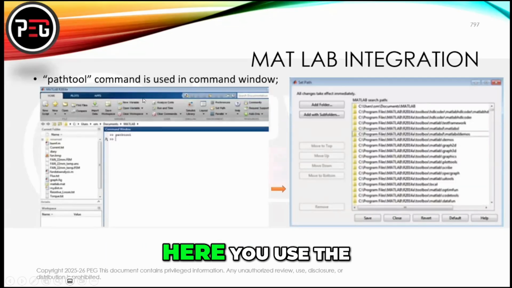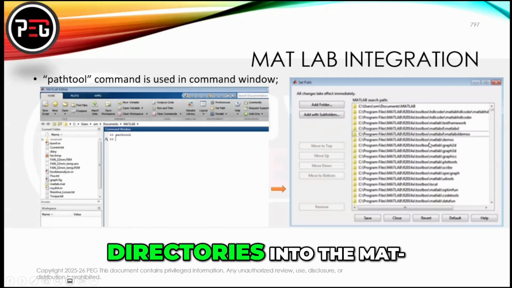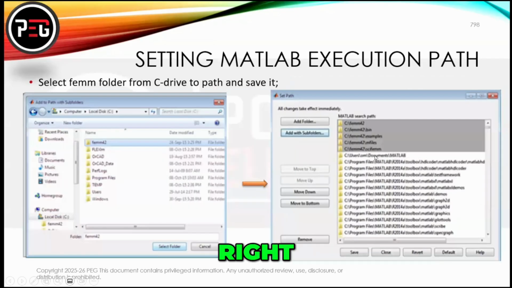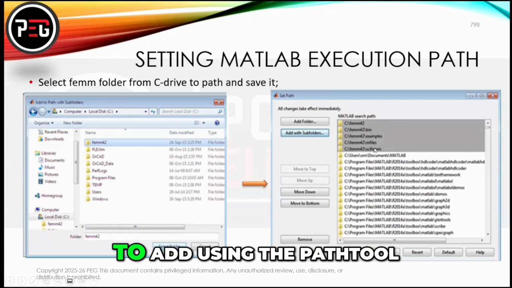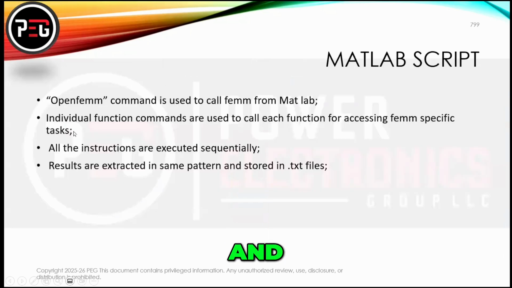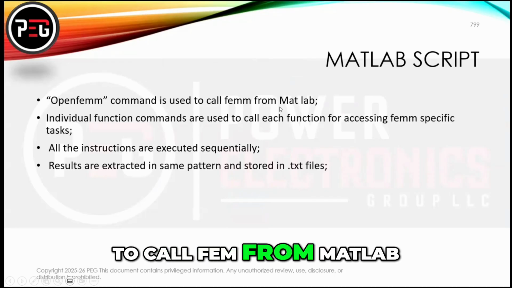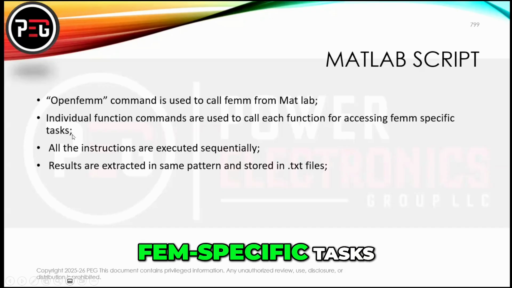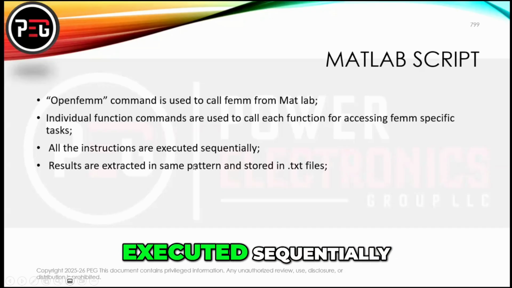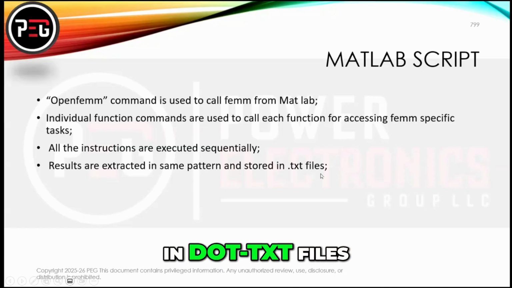So here you use the command path tool to add the FEMM directories into MATLAB, right? So when you install FEMM 4.2, you will see these 5 directories you need to add using the path, okay? And the MATLAB script, openfemm command, is used to call FEMM from MATLAB. Individual function commands are used to call each function for accessing FEMM specific tasks. All the instructions are executed sequentially. Results are extracted in the same pattern and stored in .txt files.